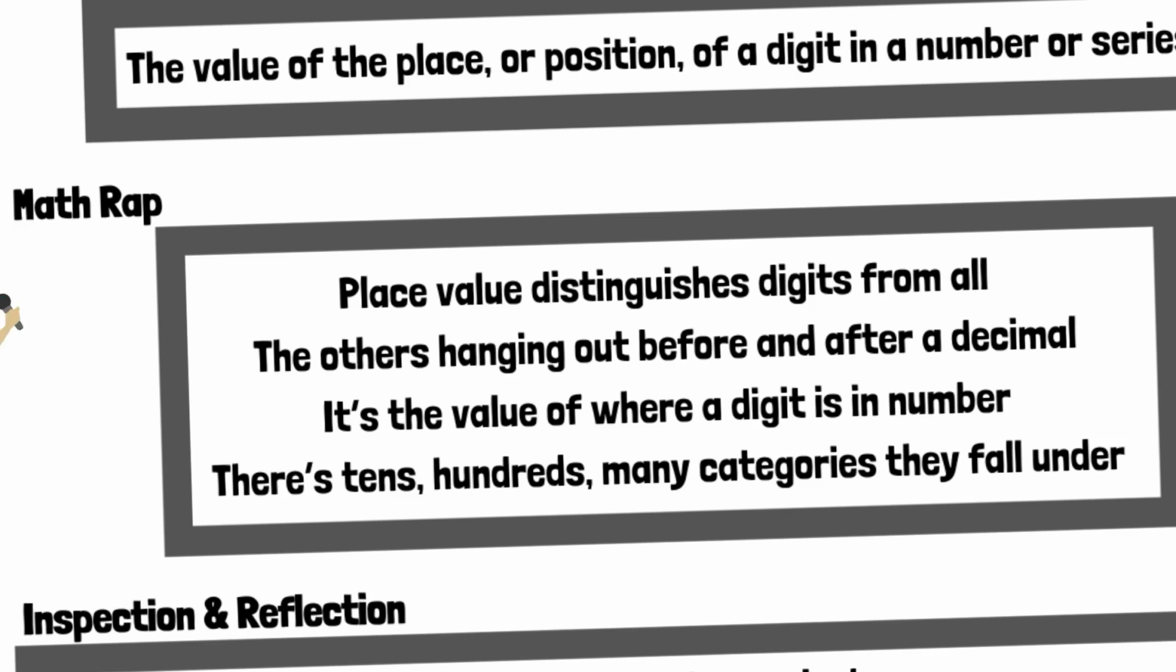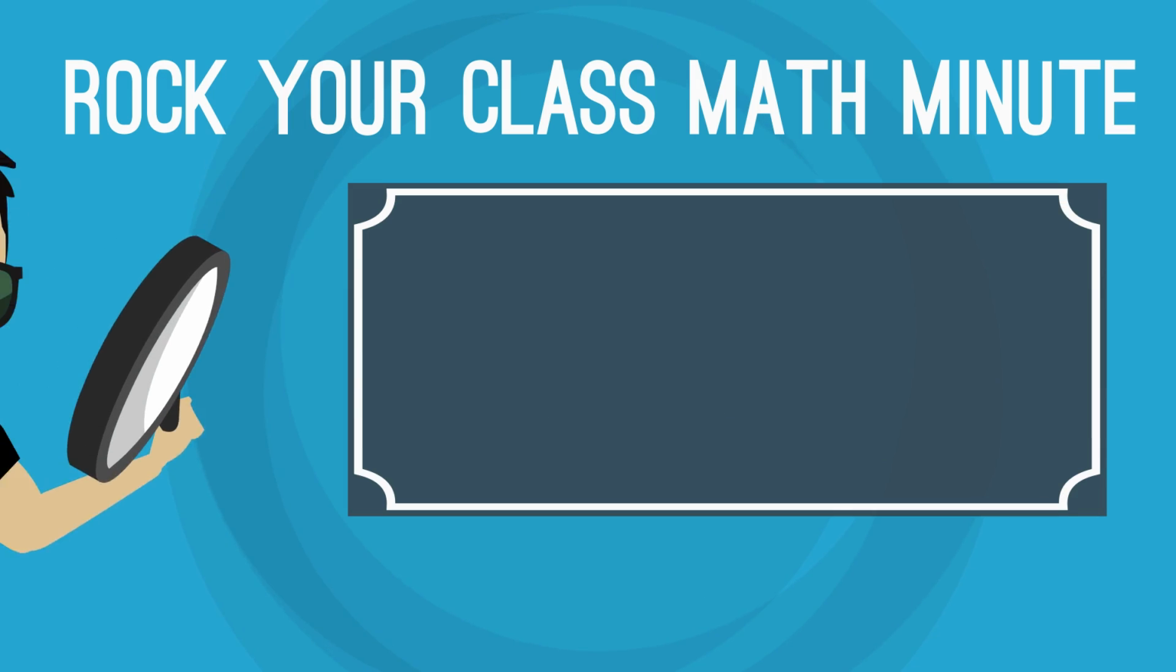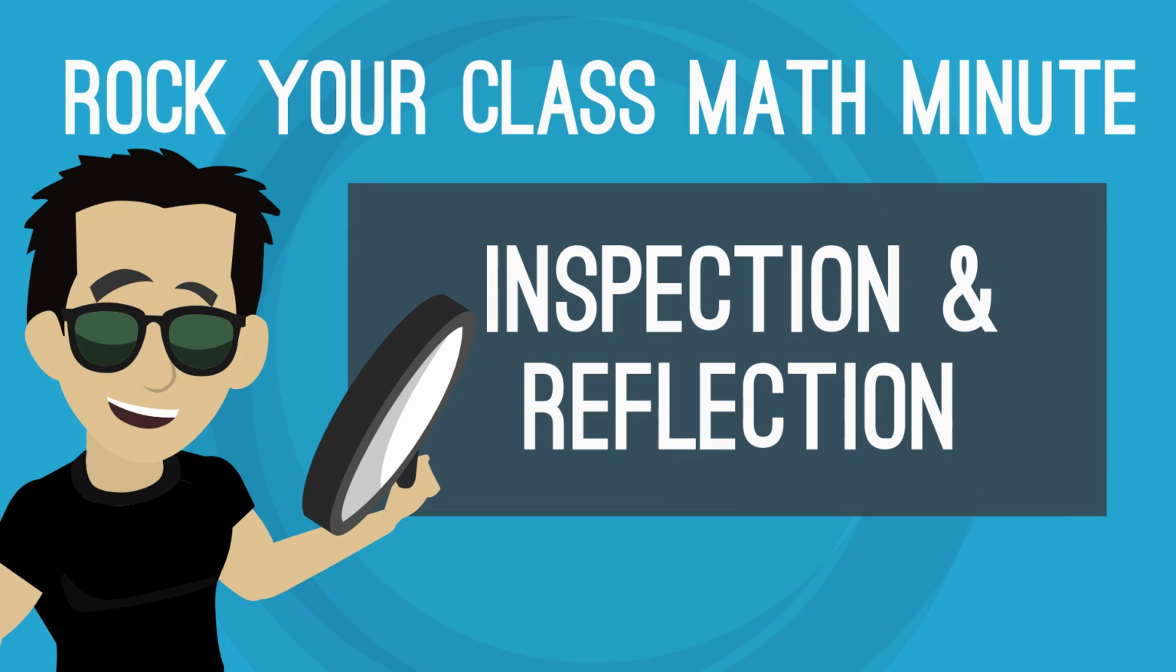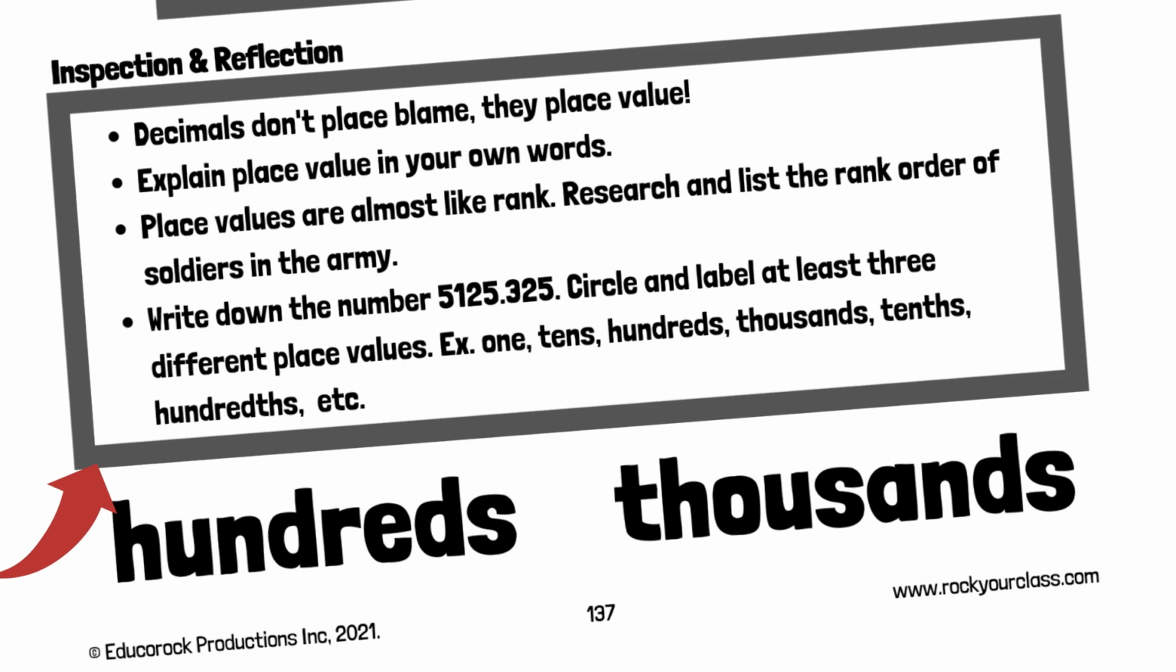Math rap. Place value distinguishes digits from all the others hanging out before and after a decimal. It's the value of where a digit is in number. There's tens, hundreds, many categories they fall under. Math rap. Decimals don't place blame, they place value.